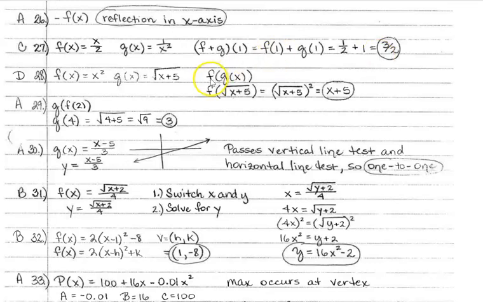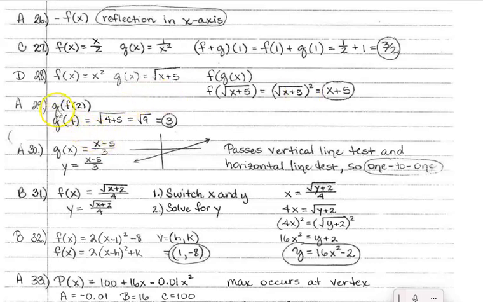For 28, they asked me to do f of g of x. So let's start on the inside with g of x. G of x was the square root of x plus 5. So let's replace g of x with the square root of x plus 5. So now we have f of the square root of x plus 5. That means we're putting the square root of x plus 5 in the place of x. So we're going to put the square root of x plus 5 right there. So that means we're going to take that square root and square it. So we took our square root and squared it. The square root and the square cancel each other out, and that gives us x plus 5.